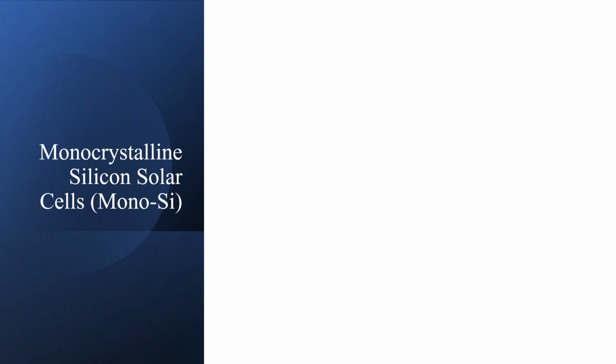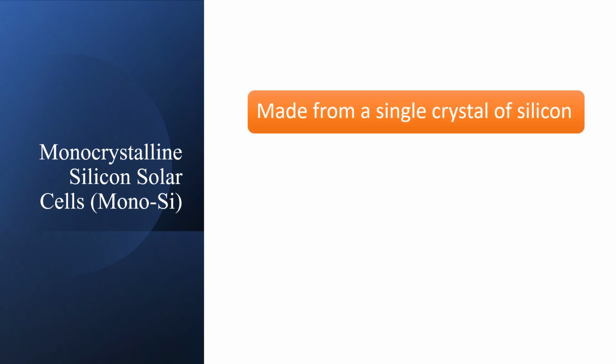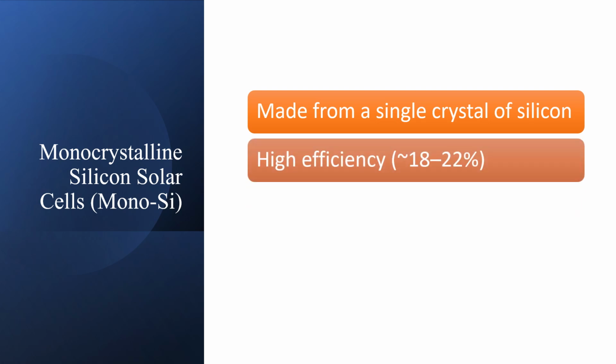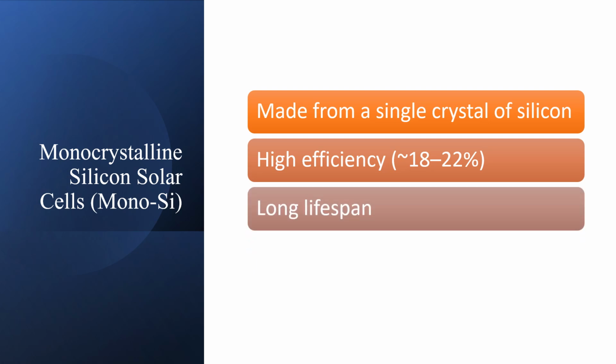Monocrystalline silicon solar cells. These solar cells are made up of single crystal silicon. They offer a high efficiency of about 18 to 22% and exhibit a long life span of about 20 years. Price wise, it is a costly solar cell.